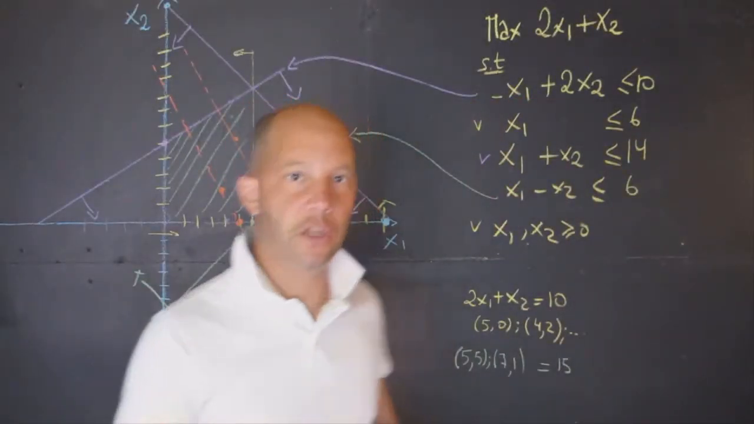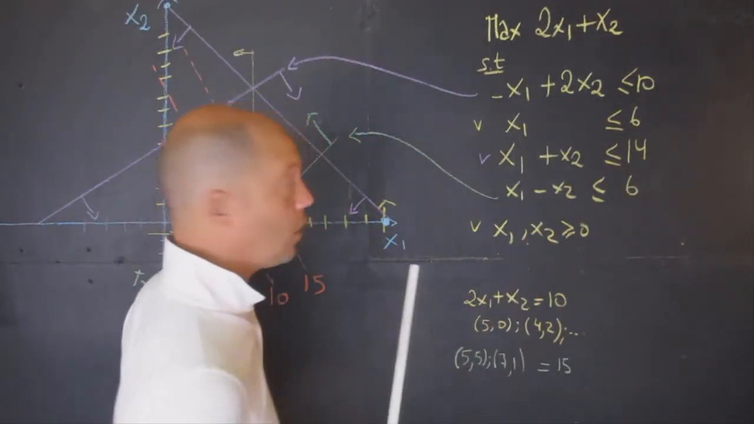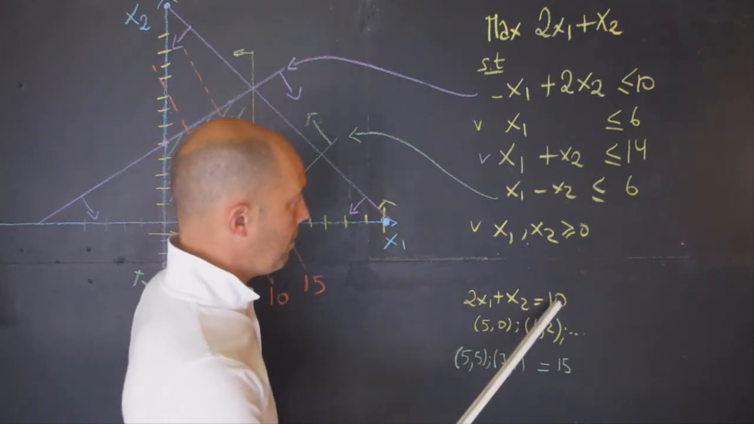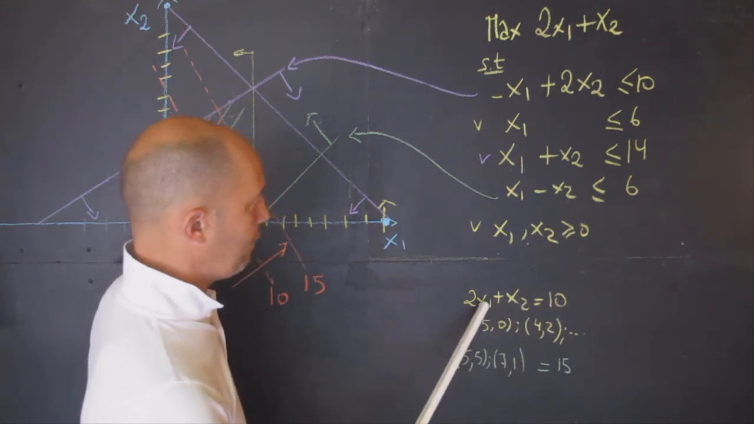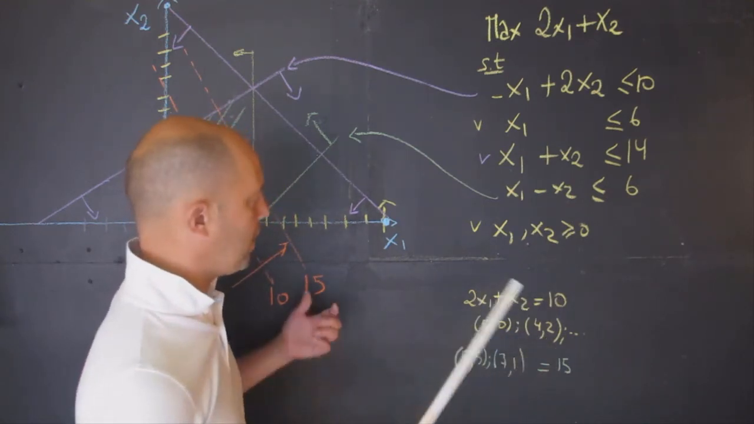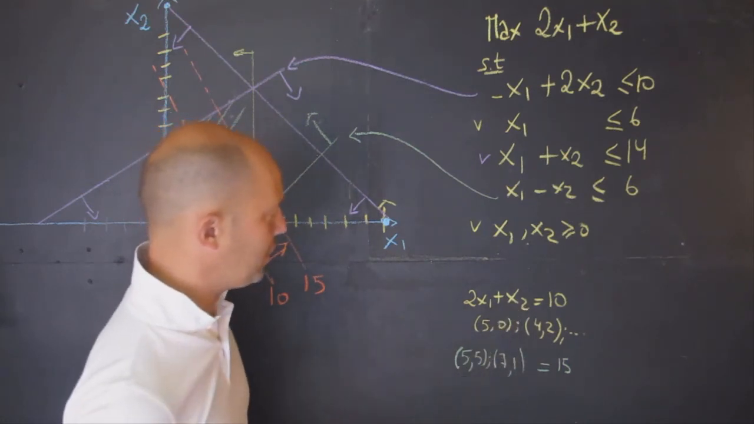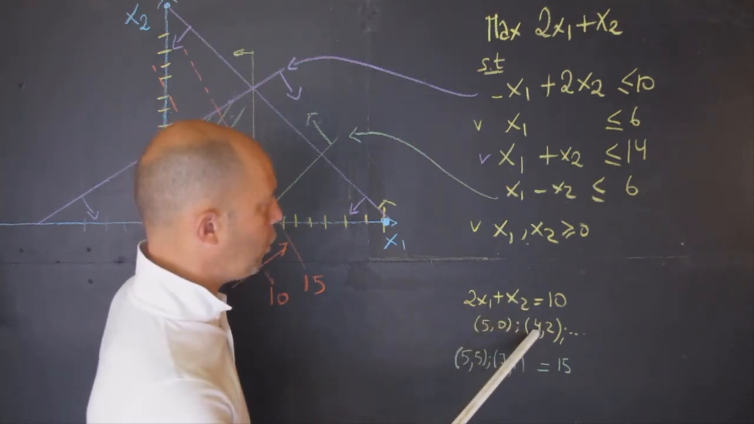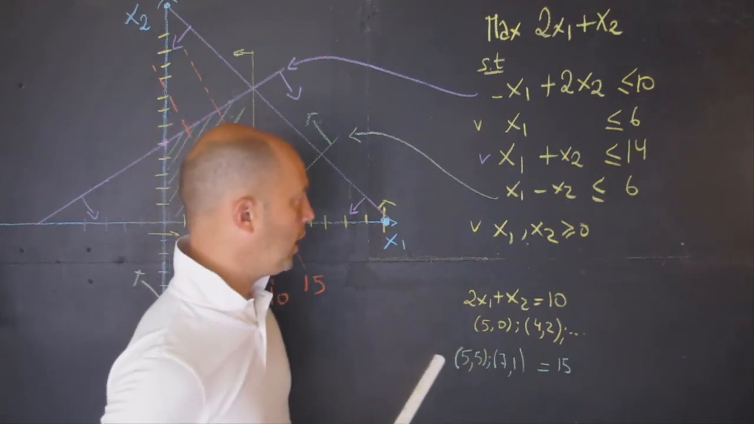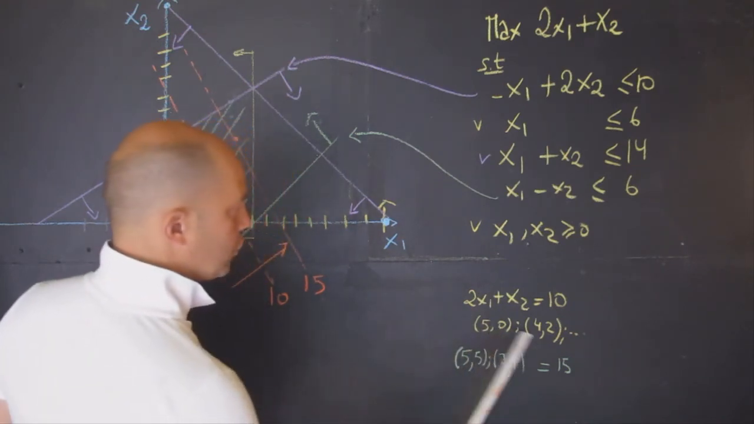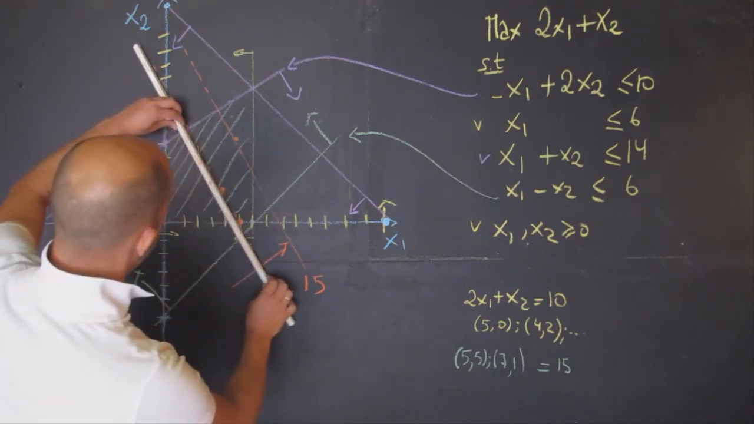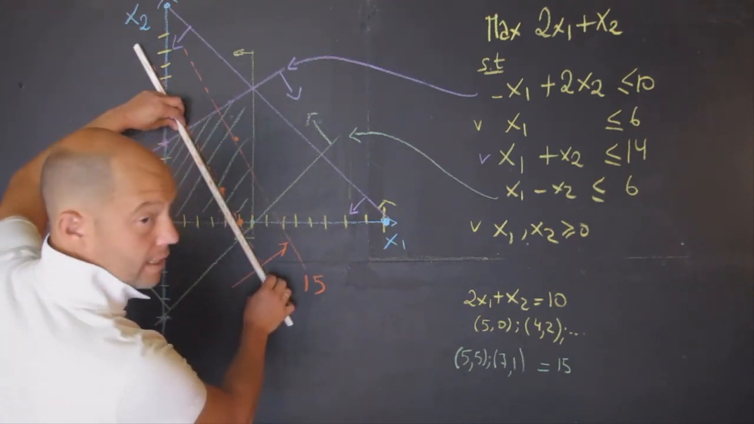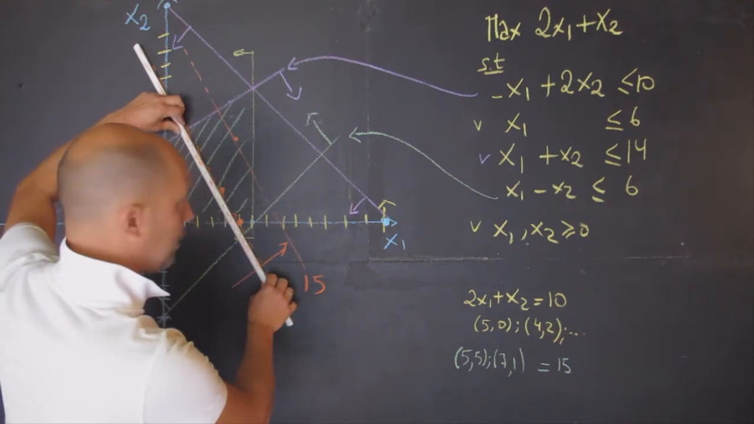Last part, mapping the objective function, 2x1 plus x2. What we do typically is make up a right-hand side, so let's say it is equal to 10. Then I have to find what value of x1 would give a certain number. Say x1 is 5, then x2 is equal to 0. If x1 is equal to 4, then x2 must be equal to 2. Given those two coordinates, I can map a line. That is the line where the objective function is equal to 10.